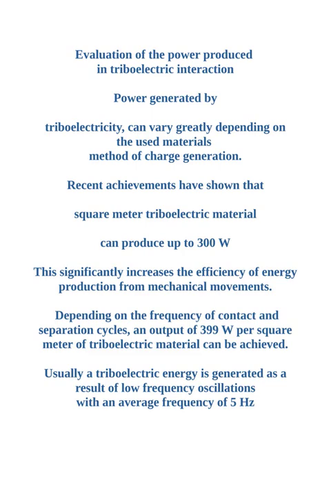Recent achievements have shown that a square meter of triboelectric material can produce up to 300 watts. This significantly increases the efficiency of energy production from mechanical movements. Over time, depending on the frequency of contact and separation cycles, an output of around 400 watts per square meter of triboelectric material can be achieved. Triboelectric energy is generated as a result of low-frequency oscillations with an average frequency of 5 Hz.